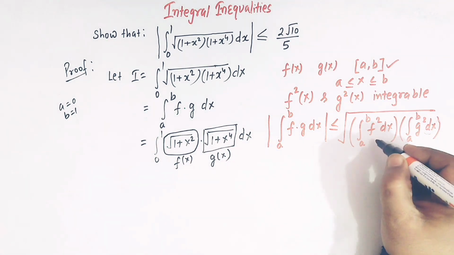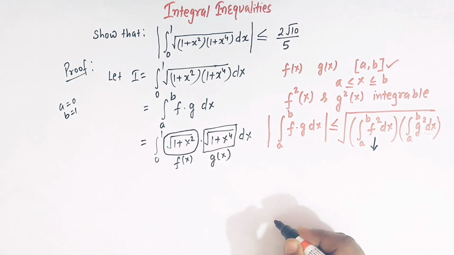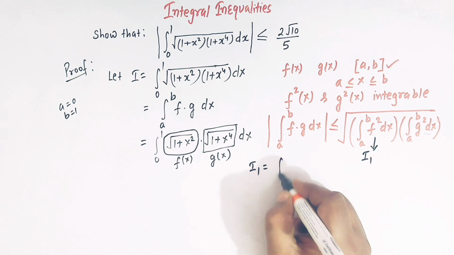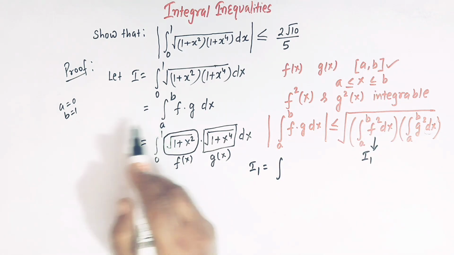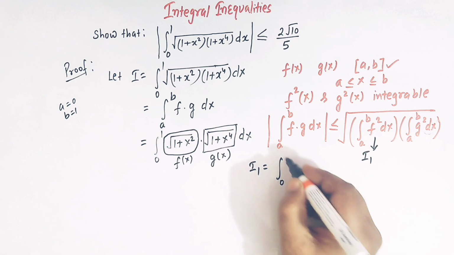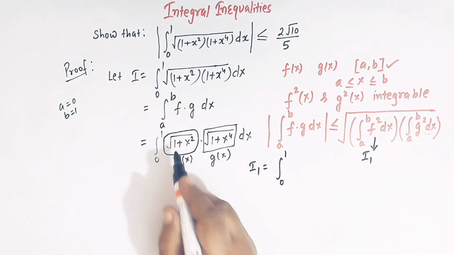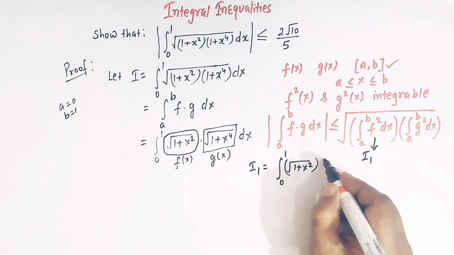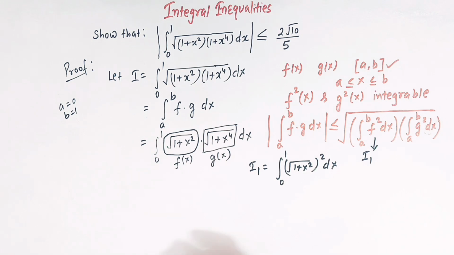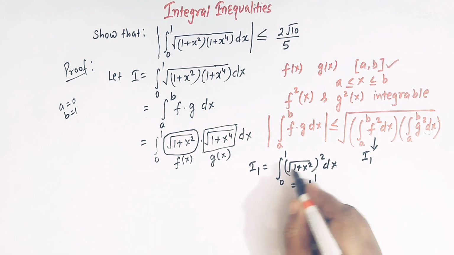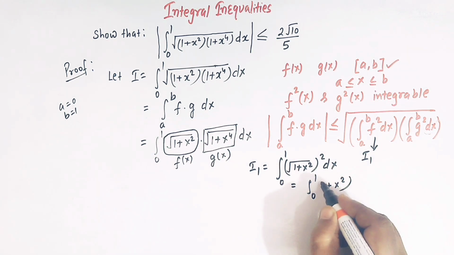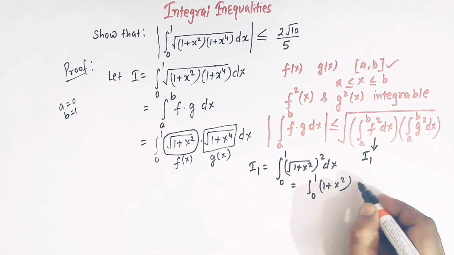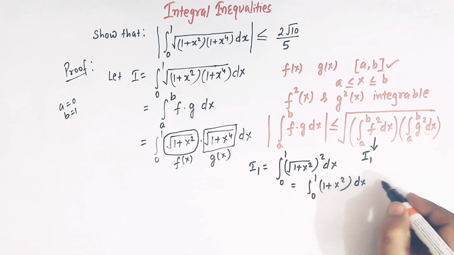So now let us calculate this integral. Let us take this integral as I1. So I1 is the integral from a to b, where a is 0 and b is 1. So we have 0 to 1 of f squared. So f squared is the square root of 1 plus x squared, whole squared, and here we have dx. So this is 0 to 1, and simply we can write 1 plus x squared, because the square root gets cancelled with this square, and we have simply 1 plus x squared dx.